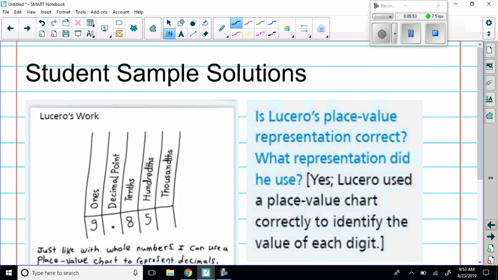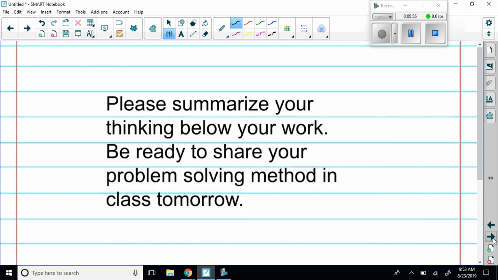Now it is your turn to think about your work, write a summary in your notebook, and be ready to share what you thought and how you did your work tomorrow in class. Have a good night.